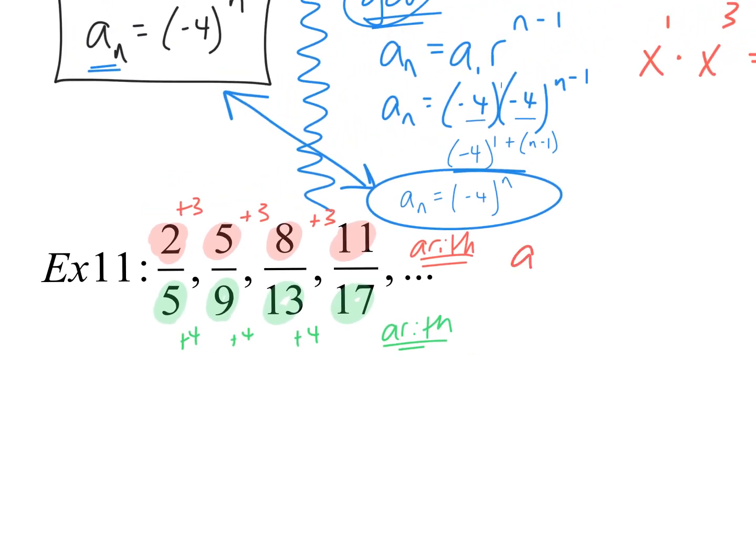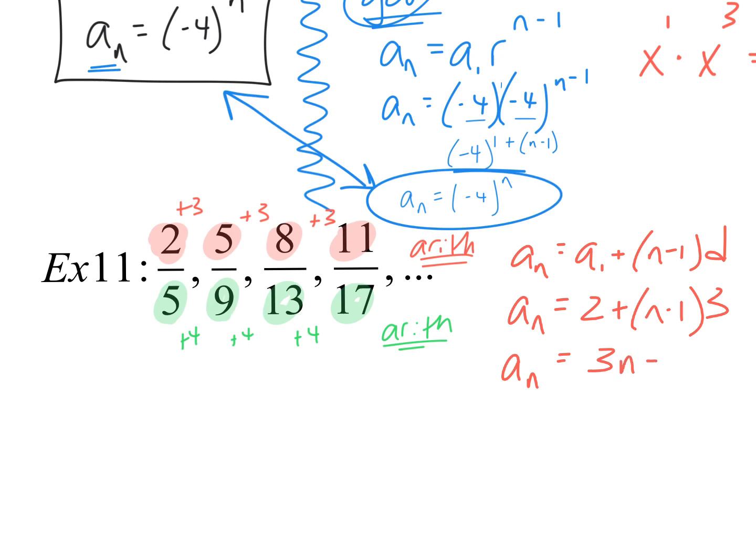I have this formula because it's arithmetic, and I'm going to plug in everything I know. The first term is 2. The difference is 3. When I simplify that, I get 3n minus 1. So that is the numerator.